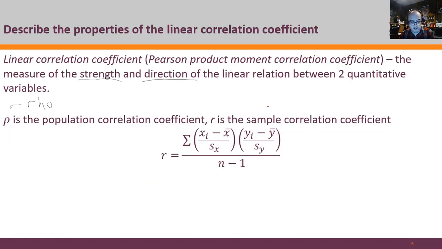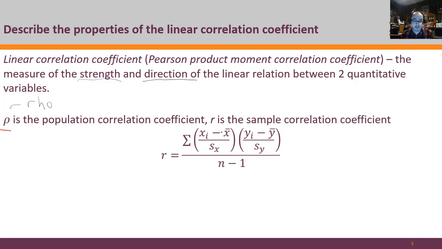The linear correlation coefficient, also known as the Pearson product moment correlation coefficient, is a measure of the strength and direction of the linear relation between two quantitative variables. It's denoted by the Greek symbol rho for the population correlation coefficient, or r as the sample correlation coefficient. We calculate it as the sum of the products of the z-scores of the x variable and the y variable, divided by n minus 1 for the degrees of freedom.